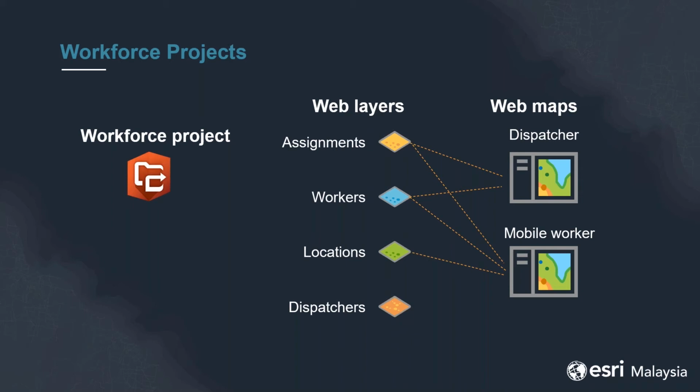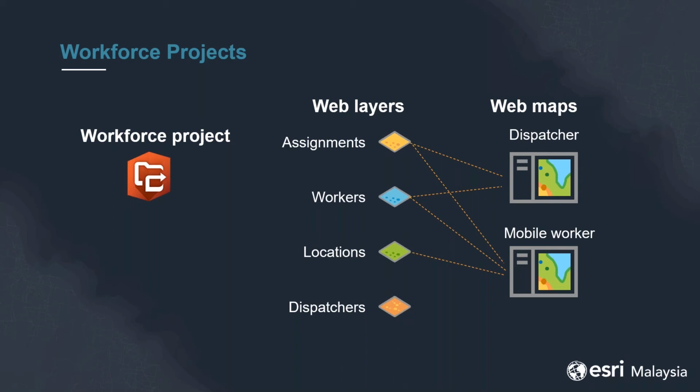And within the project, this also creates a couple of web maps. First of all, the dispatcher web map. Essentially, this is the information that our dispatchers will see within the web application. The dispatcher web map contains the assignment and workers layers. The dispatcher uses the dispatcher web map to create tasks, assign the tasks, and monitor mobile worker status. Meanwhile, the mobile worker web map contains the assignment, workers, and location layers.